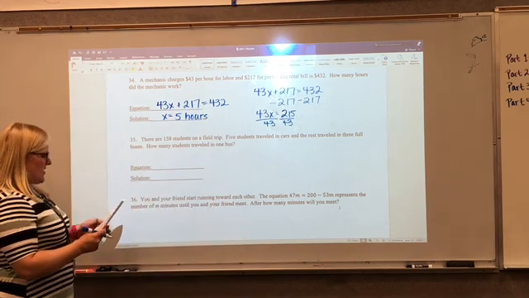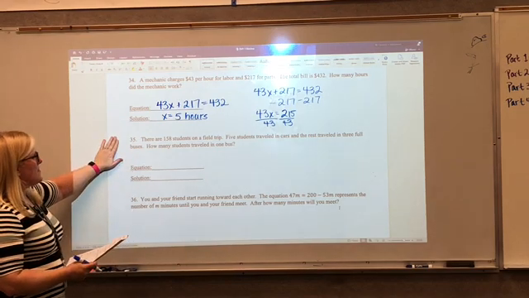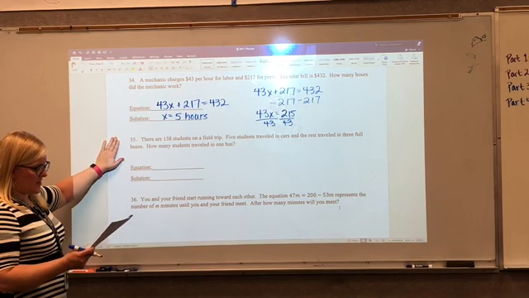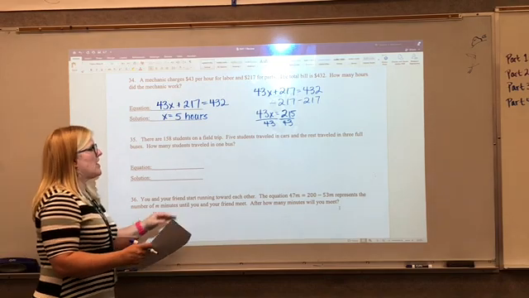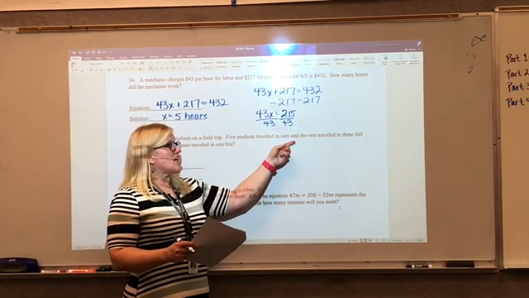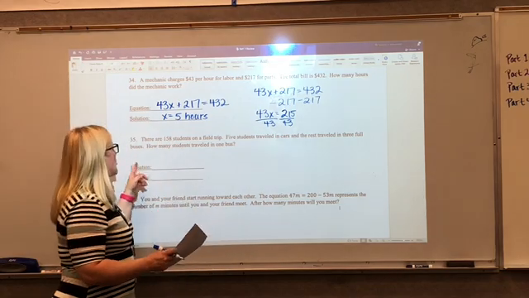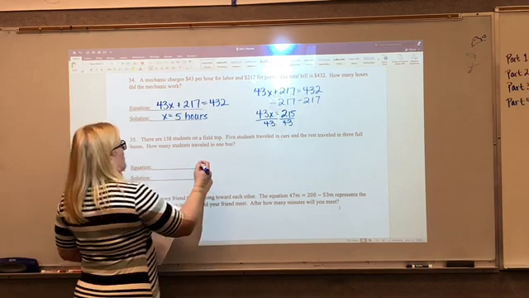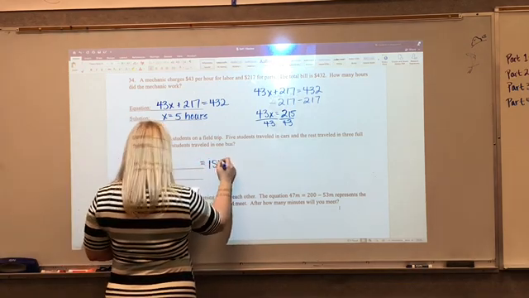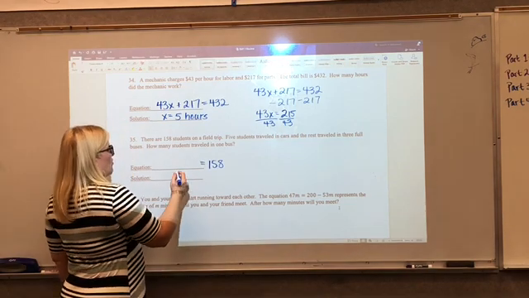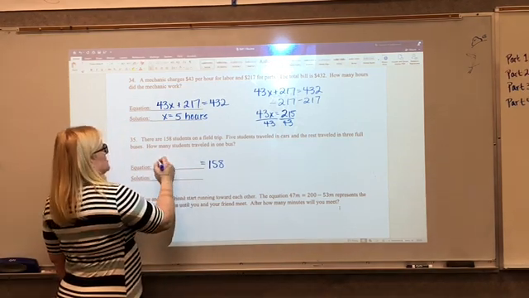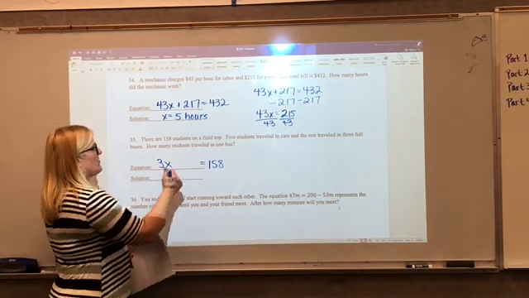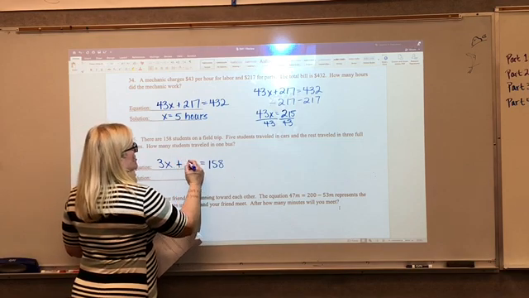Okay, so here's a different kind of problem. There are 158 students on a field trip. So that's probably what it's going to equal, right? Because I have a total amount. 5 students traveled in cars, and the rest traveled in 3 full buses. How many students traveled in one bus? Well, I know I have a total of 158. And I know that there are 3 buses, but I don't know how many are in each bus. And then there were 5 that traveled in cars.